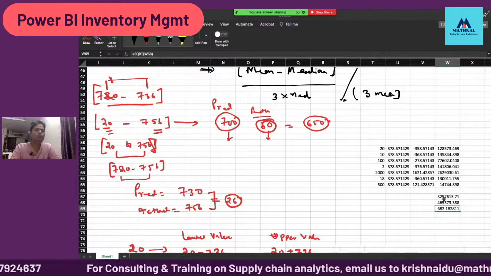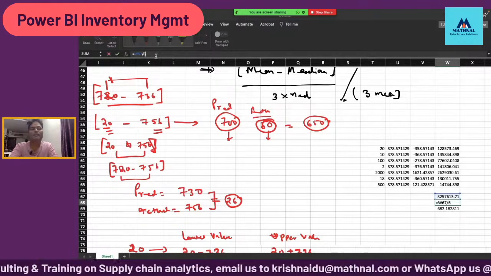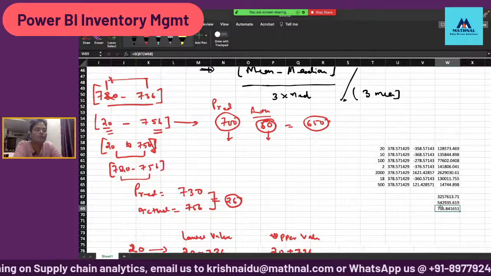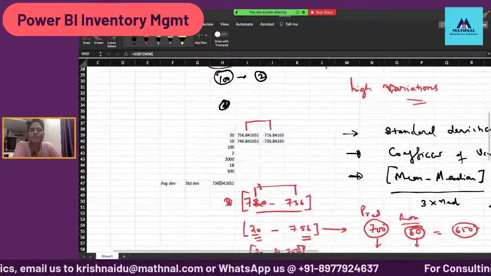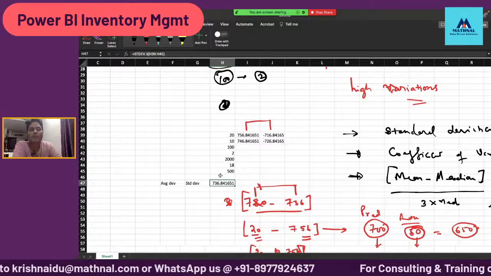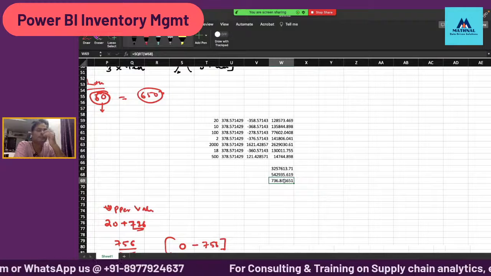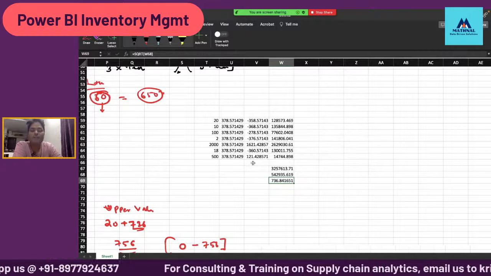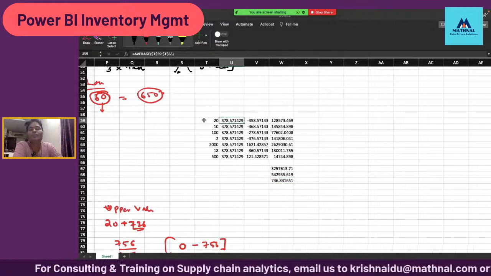682. Or if we suppose this is a sample, use 6 instead of 7. So what is the standard deviation here? 736. So this is an average gap between the numbers and the average.